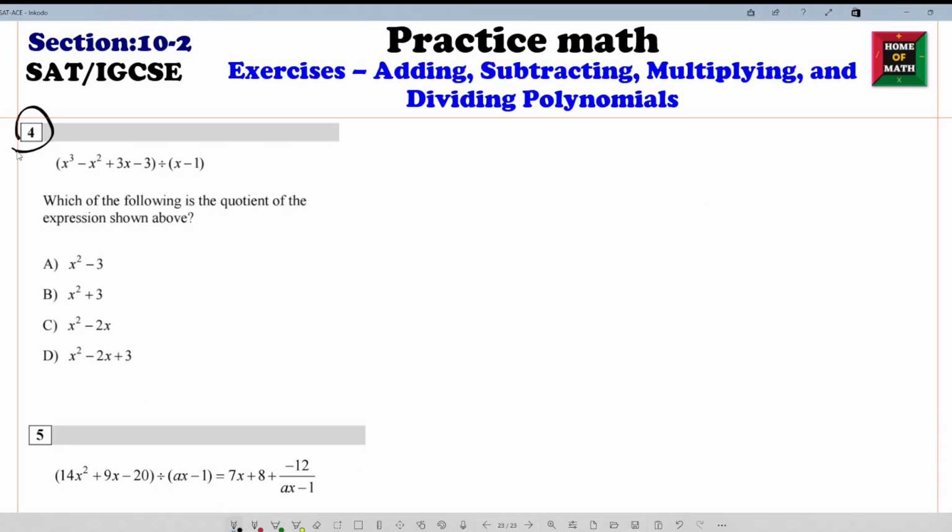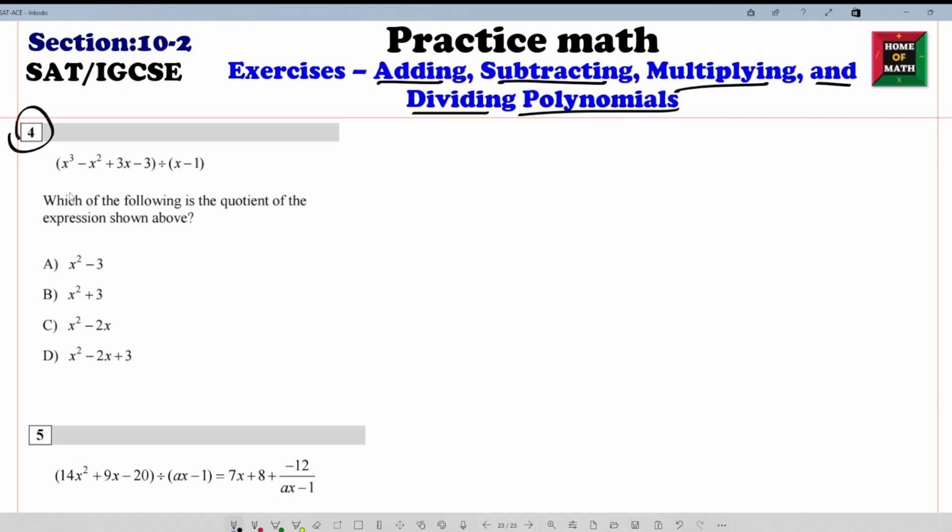Question 4 about adding, subtracting, multiplying and dividing polynomials. Questions 1, 2, 3 we already published in an earlier video. Please check them from the description box.